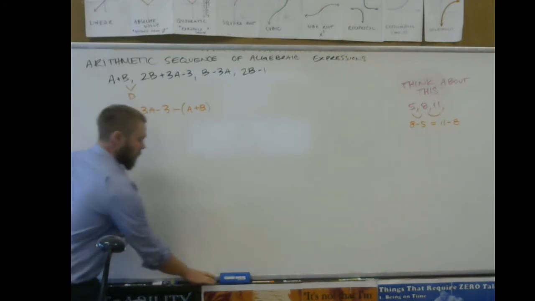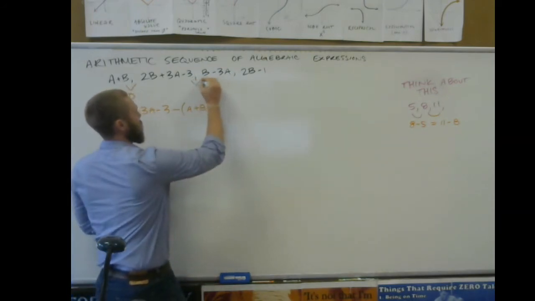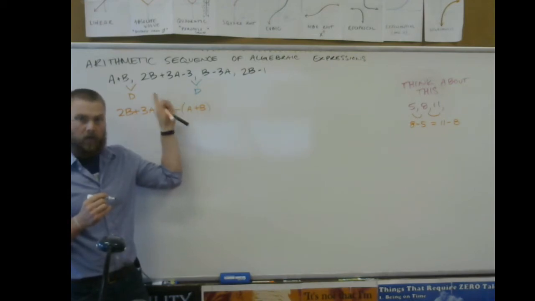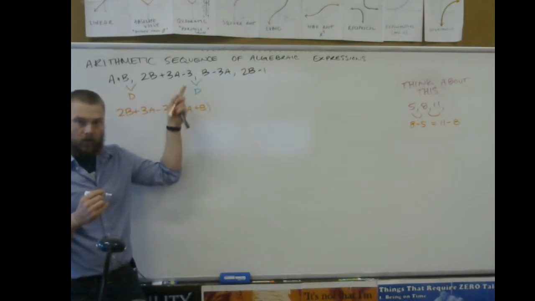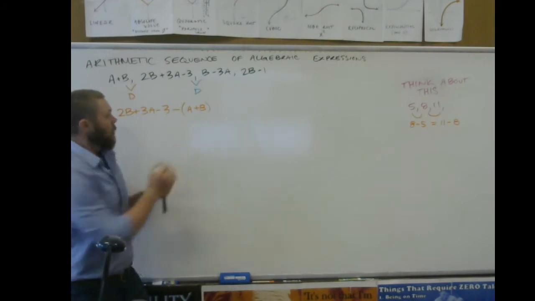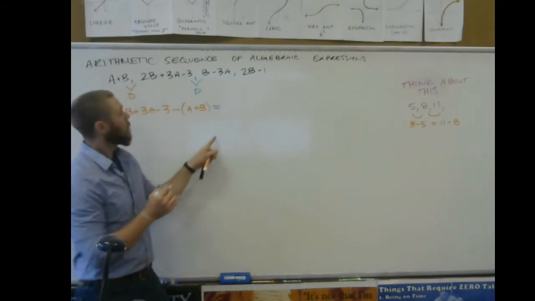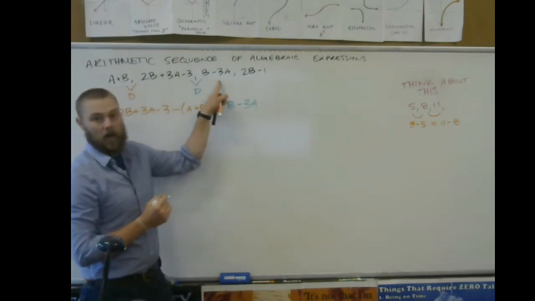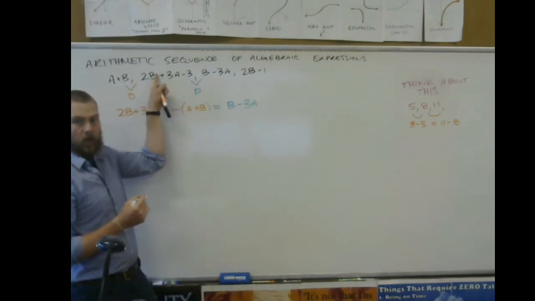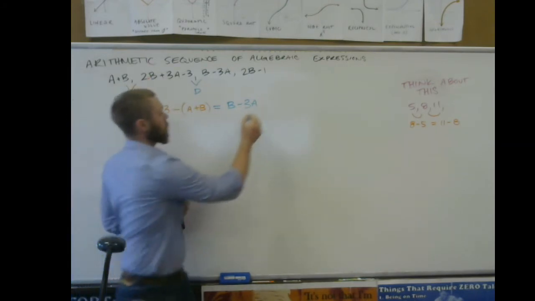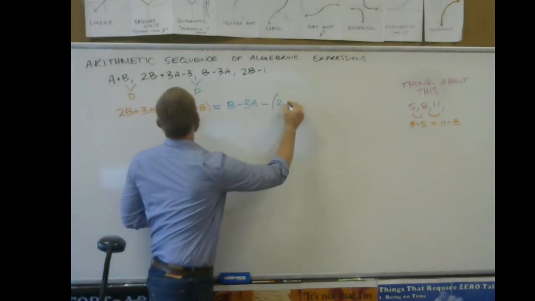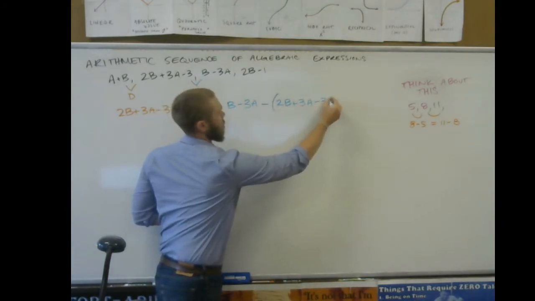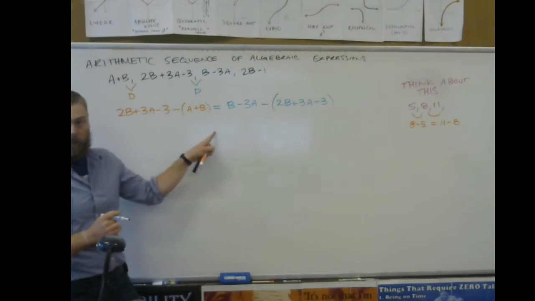I'll do that in a simple color here. The difference here between these two terms is going to be the same amount, although it'll look different with the a's and b's. So that is equal to b minus 3a, and then we're going to subtract this to determine the difference. Okay, so that's the setup.